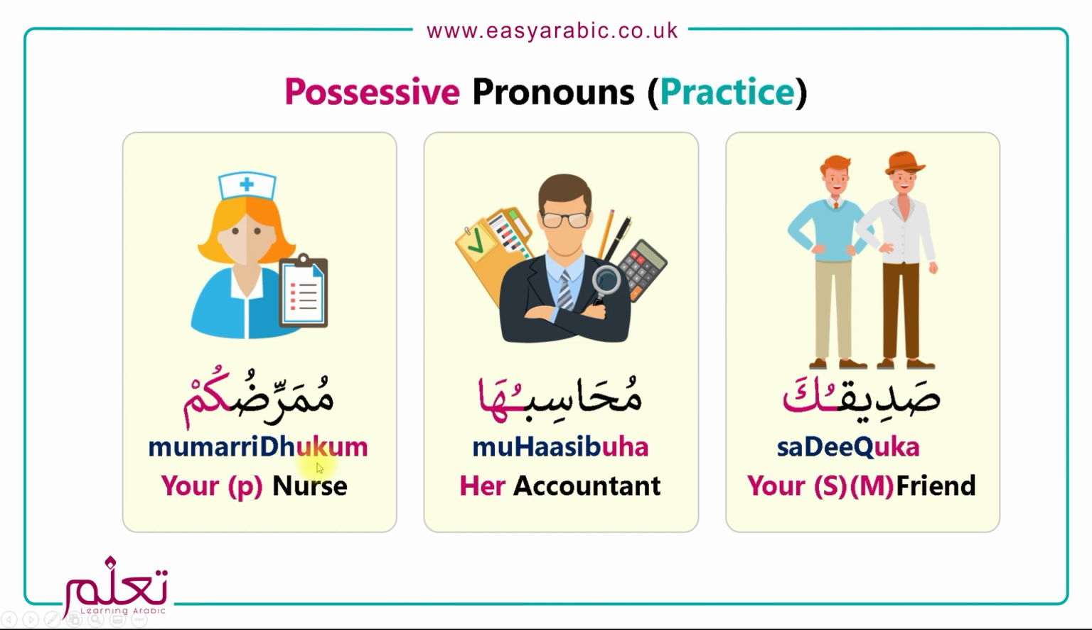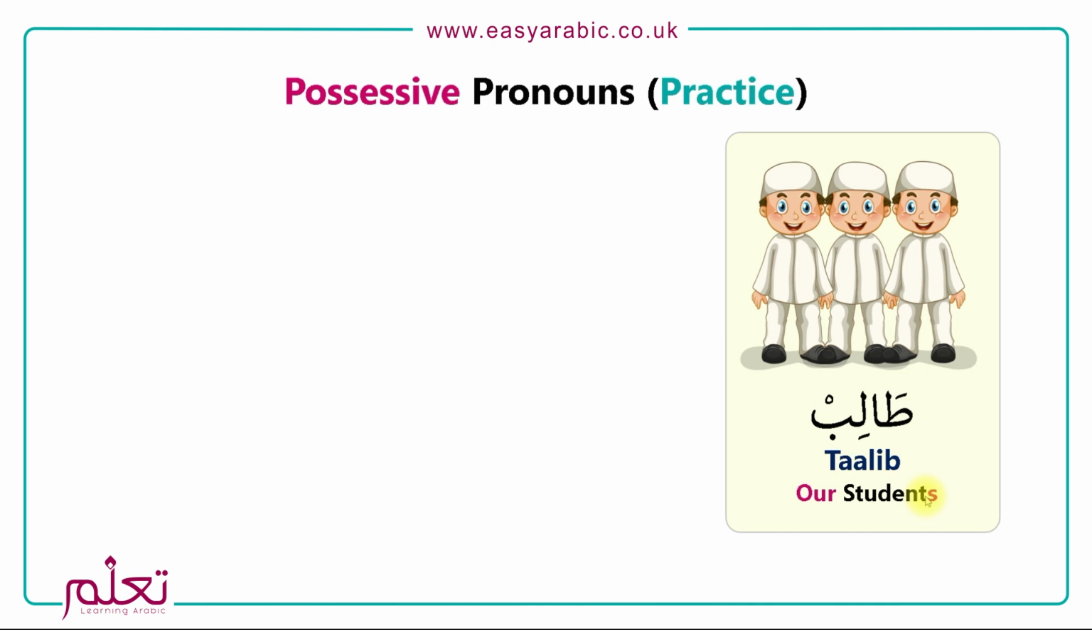Okay, so the next one is talib. So we'll say our students. Here, because we need to say students, we need to first change the talib, which is student, into plural, which is tulab. And then we add the nun alif, so it becomes tulabuna.